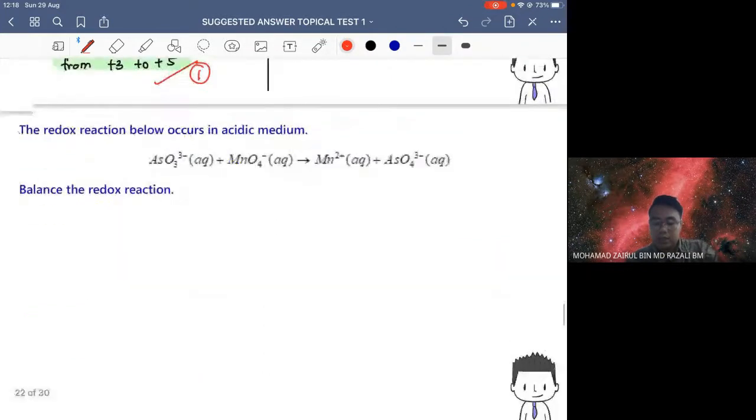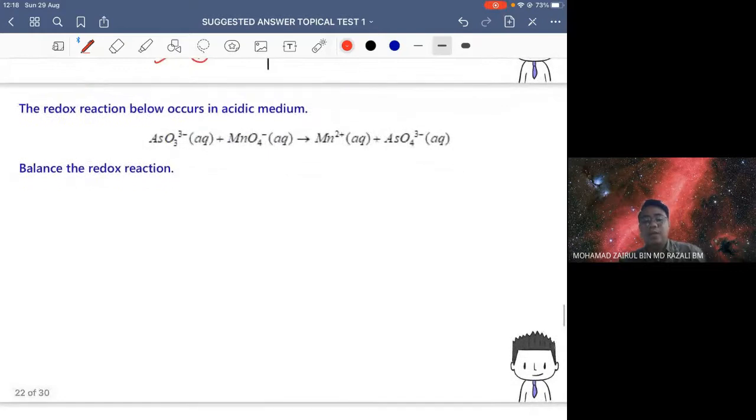Okay, so the second part of the question asks you to balance the redox reaction, and remember that this dia hasilkan dalam acidic medium.